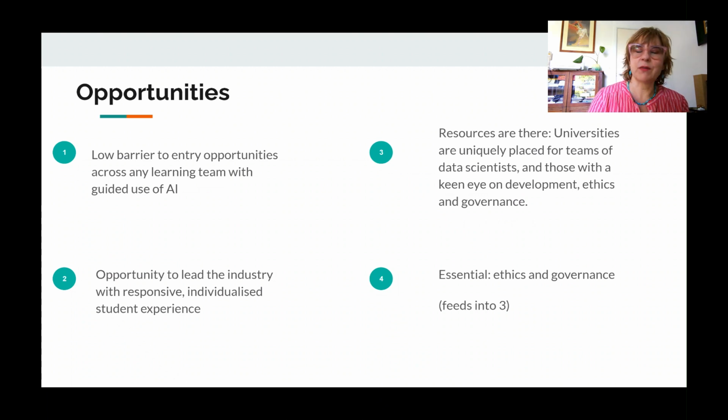There are already existing tools within Canvas and Moodle that I think people are underutilising because they're not sure how they work, and I think people are a bit afraid of doing the wrong thing. And there's the opportunity to lead the industry with responsive, individualised student experience. The university market's highly competitive, as is any learning at the moment, because the game has really picked up since COVID, and we're used to a better quality of learning, and those expectations are going to continue to increase. The resources are there. The universities are uniquely placed with teams of data scientists and those with a keen eye on development and ethics and governance.